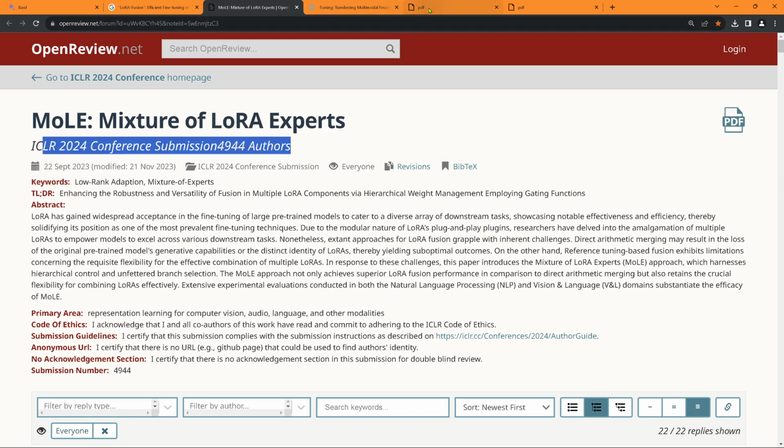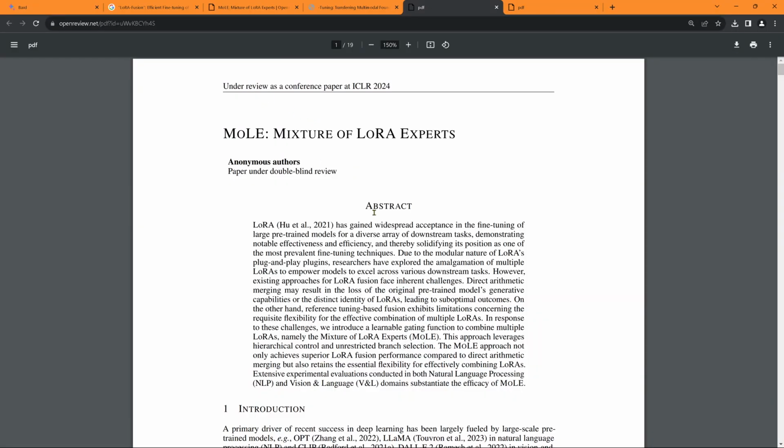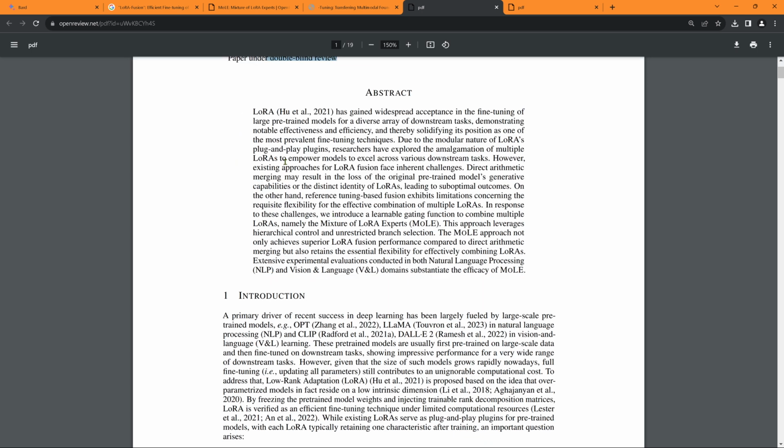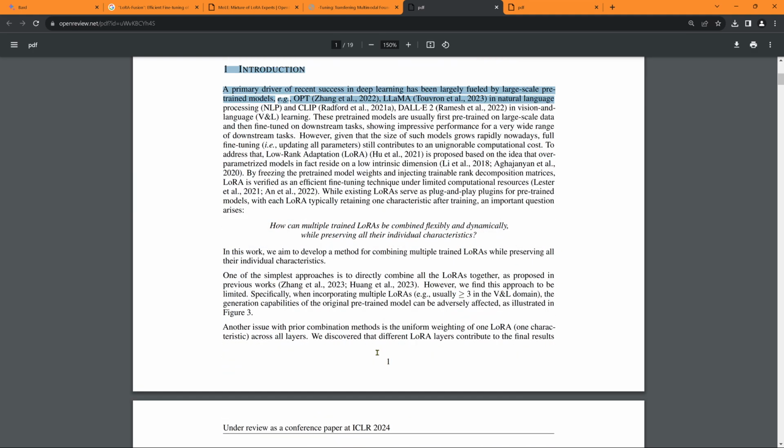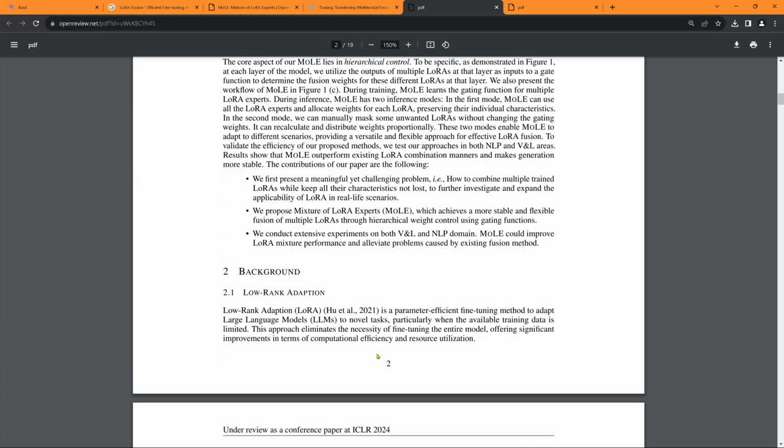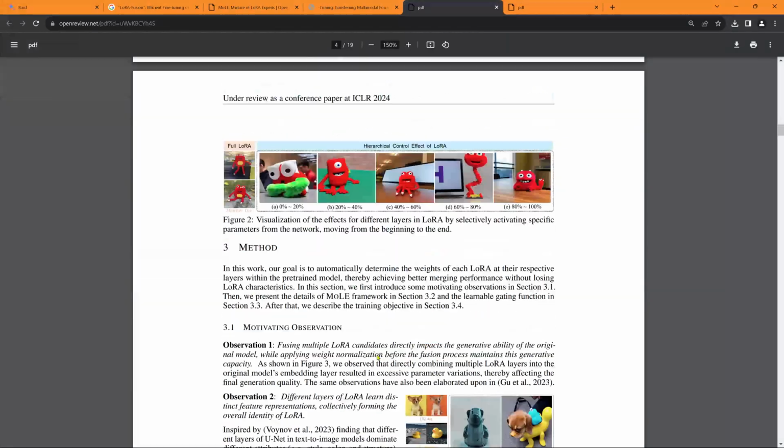And what we have, easy, we have a publication. And as you can see, it is under review as a conference paper for the conference. And we have some anonymous author because this is under a double-blind review. Beautiful. So you have a complete preprint in arxiv where they explain exactly what they did.